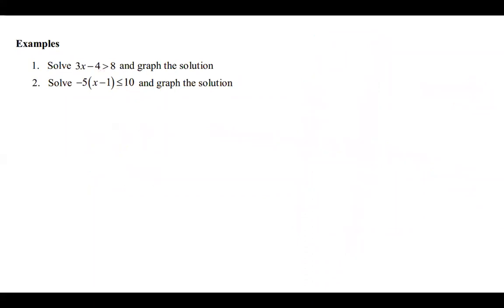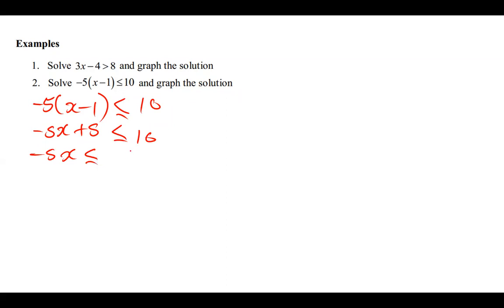Okay. So for the second one, we have -5 open brackets x minus 1, then less or equal to 10. Solving this, we get -5 times x, which is -5x. -5 times -1 gives +5, then less or equal to 10. So we pair the like terms. We have -5x is less or equal to, we take this 5 to the other side, 10 minus 5. This will give us 5.